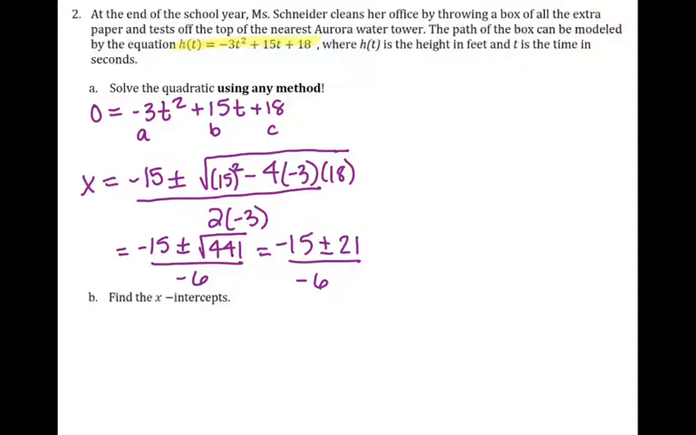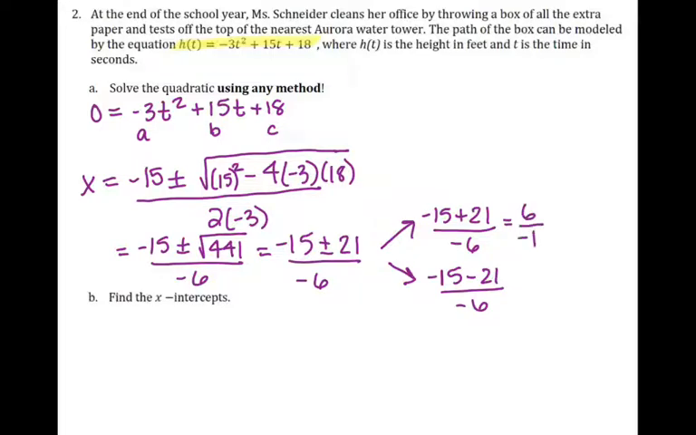Now at this point, to get my two answers, I can separate. So I have -15 plus 21 over -6 and -15 minus 21 over -6. That gives me -15 plus 21 is 6 over -6, which is -1. And for my second one, I have -15 minus 21, which is -36 over -6, which is +6. So my two values for t for this particular quadratic are -1 and +6.